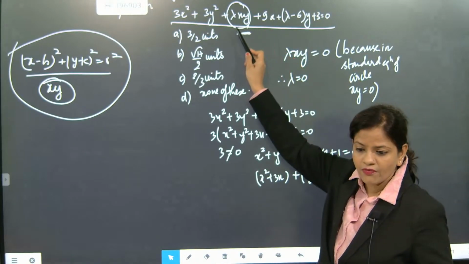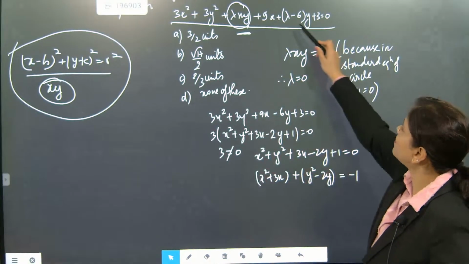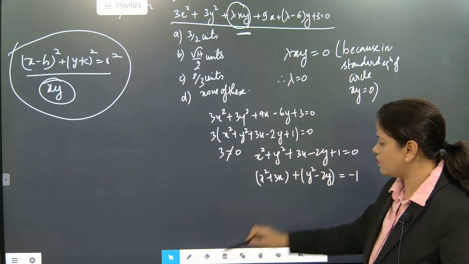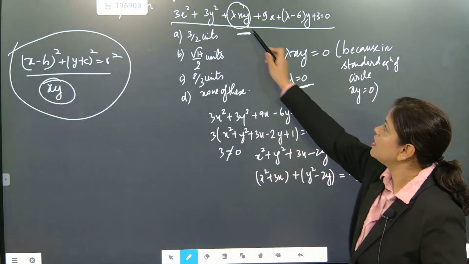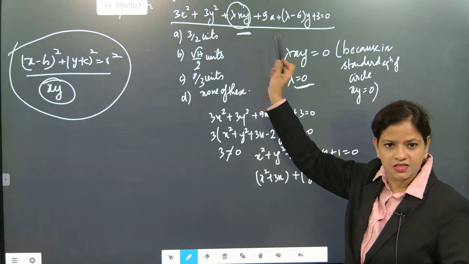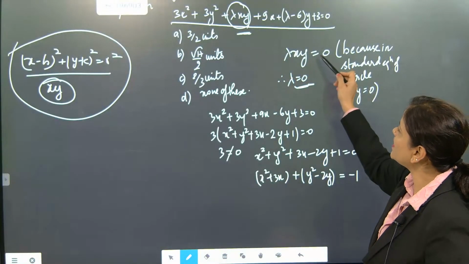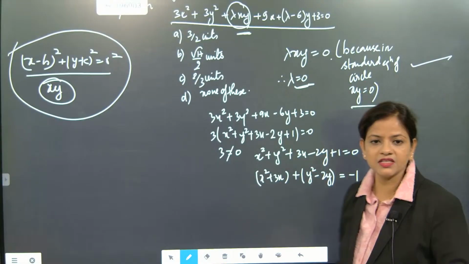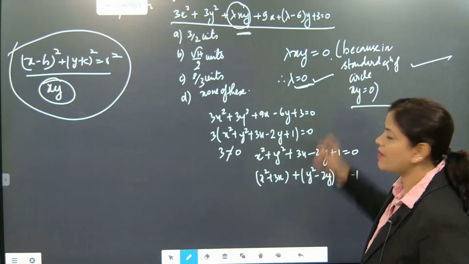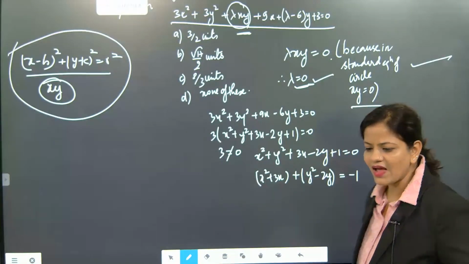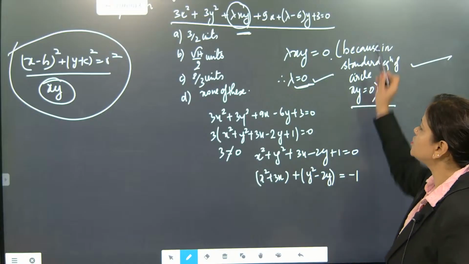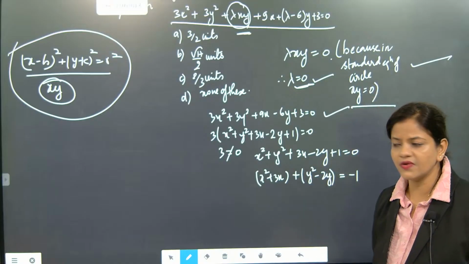See, look here. Coefficient, so lambda will become 0 here also. The value of lambda came 0. How did the value of lambda come 0? Because xy should not exist. Understood or not? Since xy is 0 in the standard equation of circle, the lambda value came as 0. So we substitute lambda as 0 here. So what new equation came? This is the new equation coming.